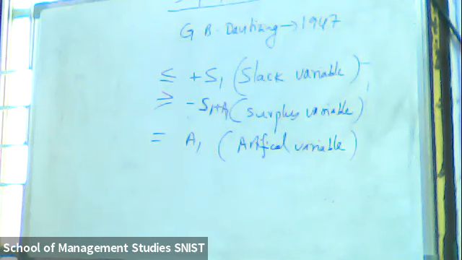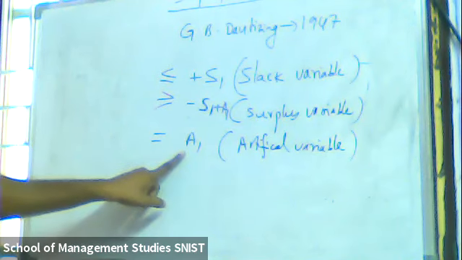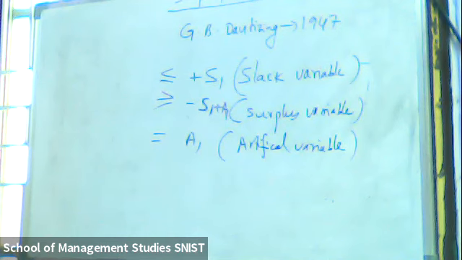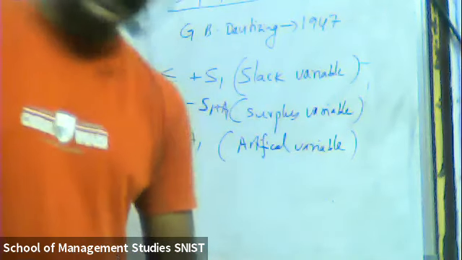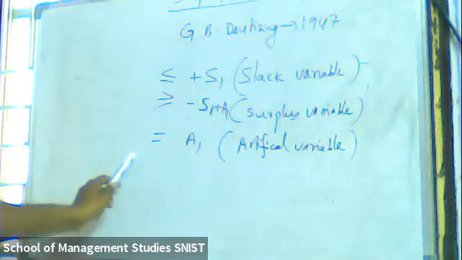Artificial variable. An artificial variable is a temporary slack variable which will be used for the calculation purpose. Later it will be removed from the simplex table. These three are the most important ones. These three are the basic fundamentals. Do you have any questions as of now? Please ask me. I will repeat all these three once again. Any doubts?